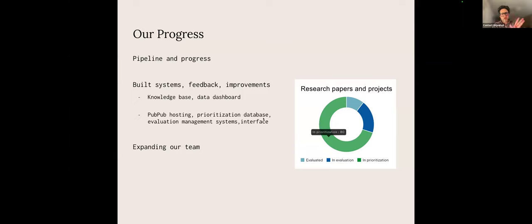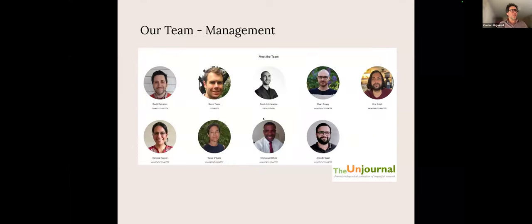But mainly, we've been focusing a lot on building systems to make this doable at scale and organized. So we built a knowledge base, where you can ask questions about what the Unjournal does, and a data dashboard. We have a PubPub host. We're working on evaluation management systems to automate things, reminders, et cetera. I showed you the prioritization database, and we're forming links with Knowledge Futures, COS, Effective Thesis, PREreview, IGDOR, BITSS, and we're expanding our team.